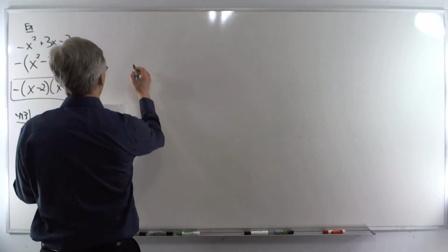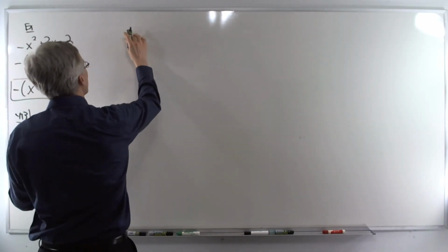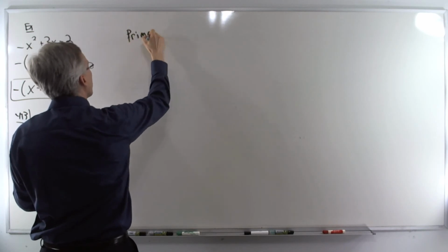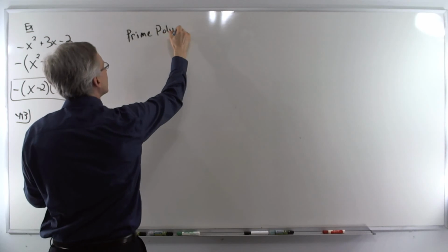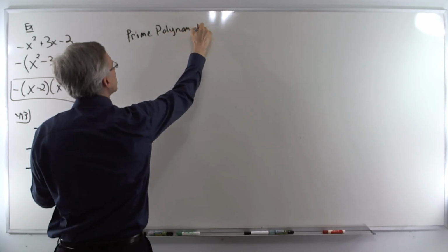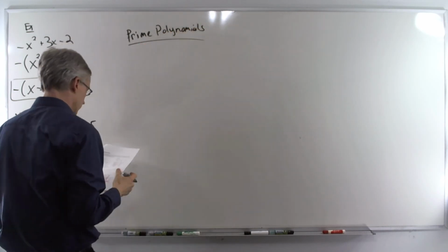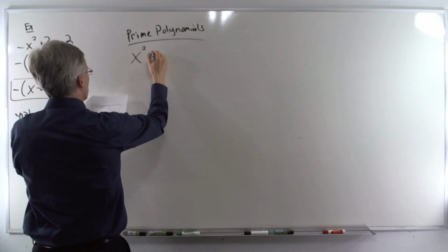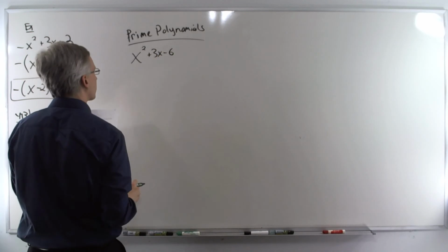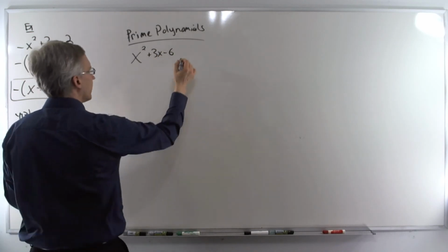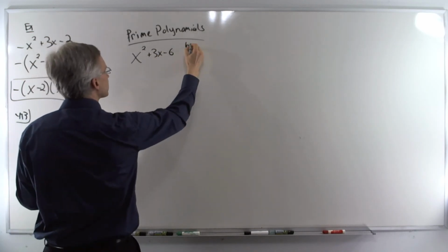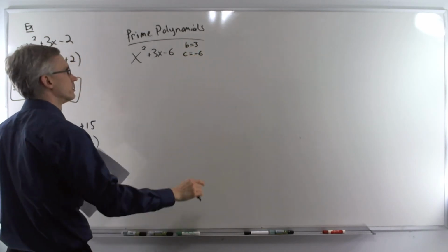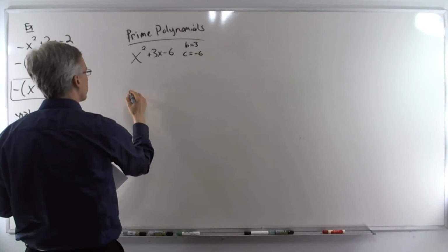Now, not all polynomials can be factored. And the ones that cannot be factored are called prime polynomials. So we've got x squared plus 3x minus 6. Let's identify B and C first. B is 3 and C is negative 6. Now we need two numbers to multiply to get negative 6 and add to get 3.